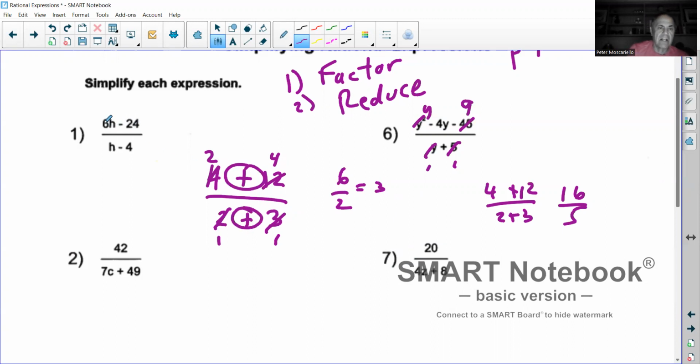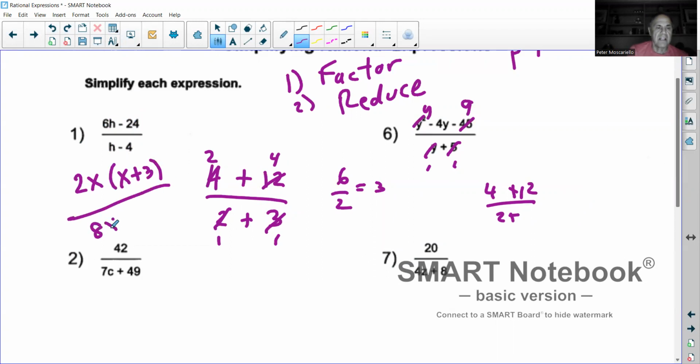Same thing here. I cannot cancel this h with this h or this 4 with this 24 because they are terms being added or subtracted to each other. What we can cancel is factors. So if we have 2x times x plus 3 in 8x squared times x plus 3, we have factors here. We know about factors. Factors are things being multiplied together. So since this is a factor and this is a factor being multiplied here, we can cancel those entire binomials. Then we can cancel this 2 with this 8, get a 4, this x with one of those x's.